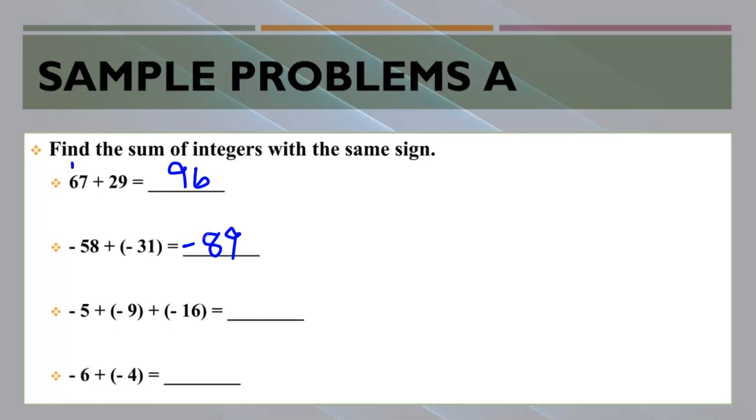Next one, I have 3 integers I'm adding together, so I'm going to combine these first. So this is a -14 plus a -16. 6 plus 4 is 10. Carry the 1. 1 plus 1 plus 1 is 3. And since all of our numbers are negative, my answer has to be negative. And our last one here, -6 plus -4 gives us 10, but since both of the numbers are negative, we have a negative 10.